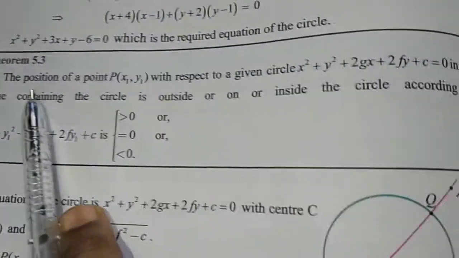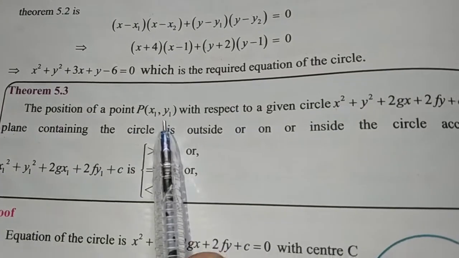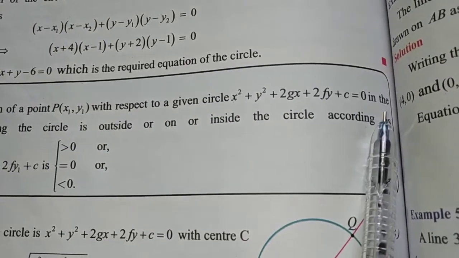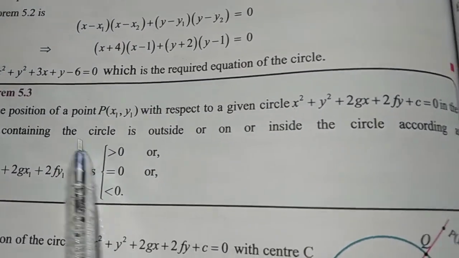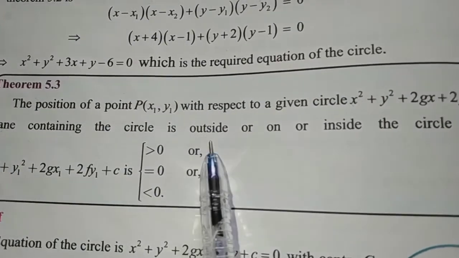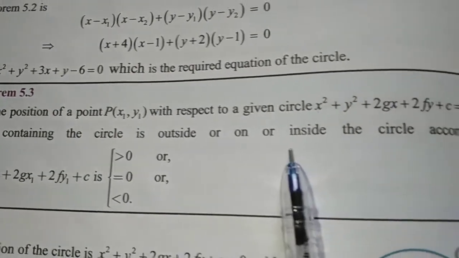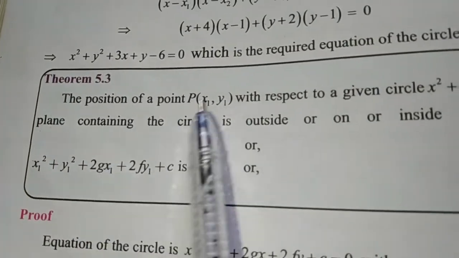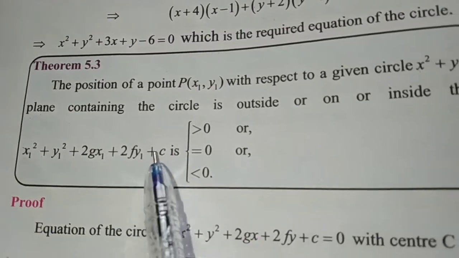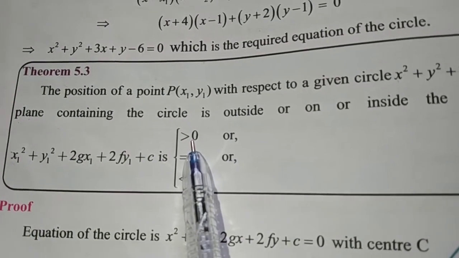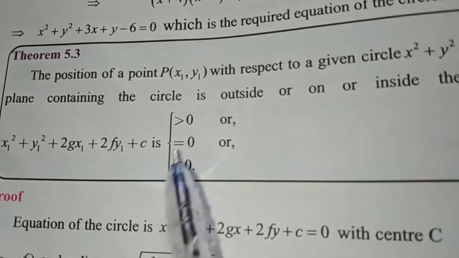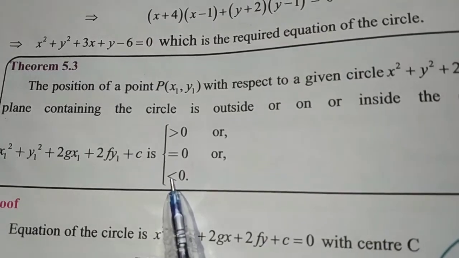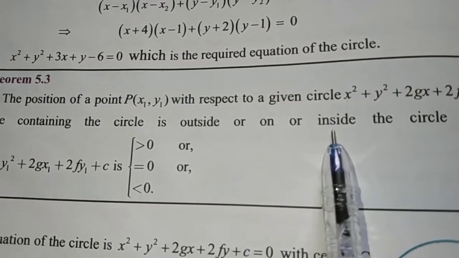Another theorem: the position of the point P(x1, y1) with respect to a given circle equation in the plane containing the circle is outside, on, or inside the circle according as the circle equation, on substituting (x1, y1), is greater than 0, meaning the point is outside the circle; equal to 0, the point is on the circle; less than 0, the point lies inside the circle.